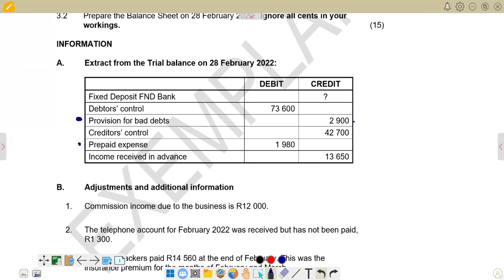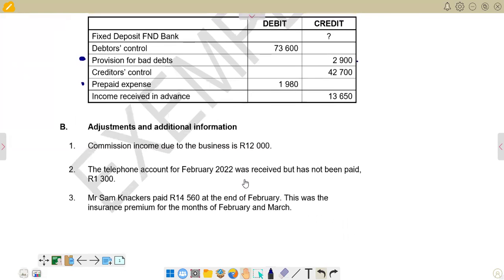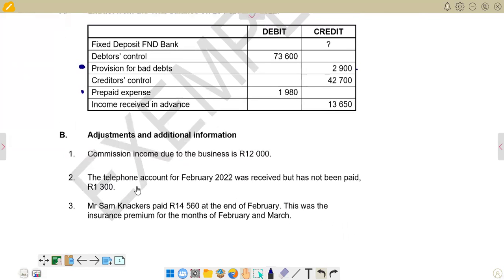So prepayment of expenses, we've got 1,000. Let's try to see prepaid expense. We've got 1,908. And then I will check in the additional information if we've got any other prepaid expenses. So we are going down to check. If you go here, the telephone account for February 2022 was received, but it's not been paid, which is 1,300.